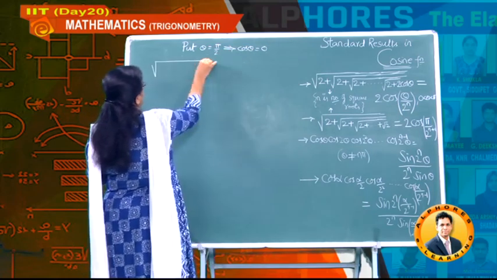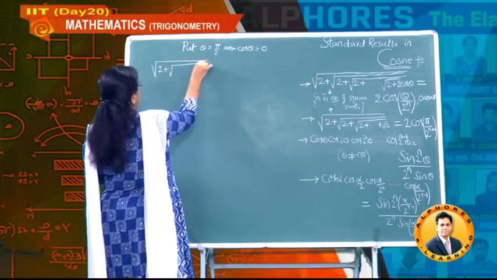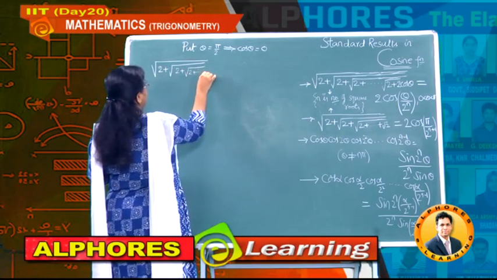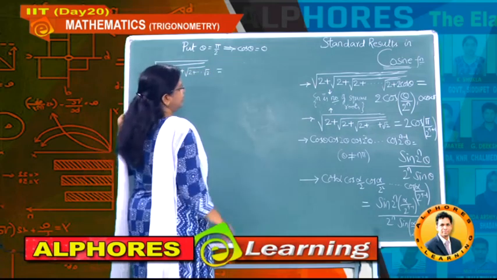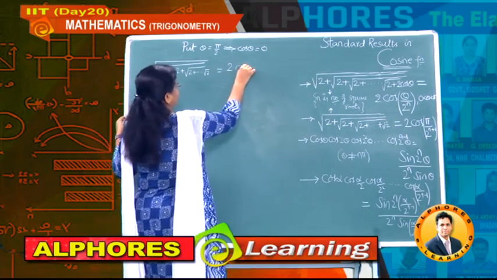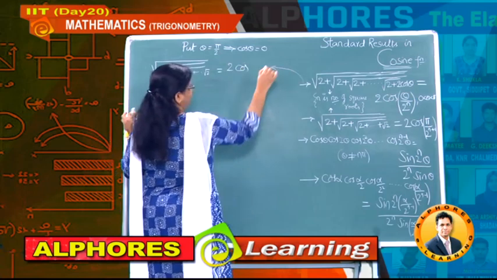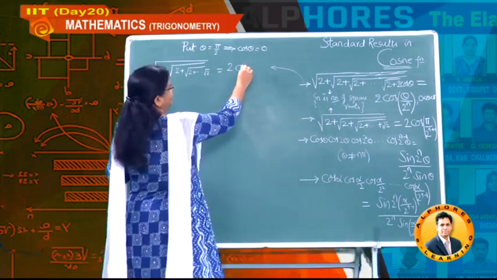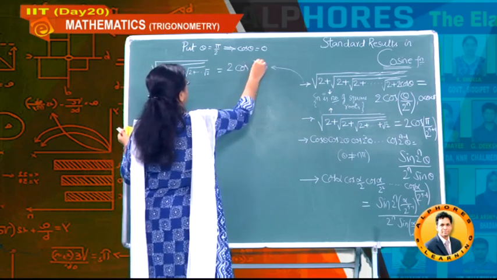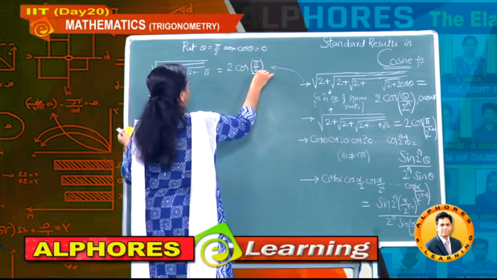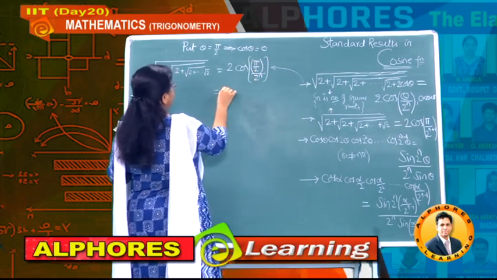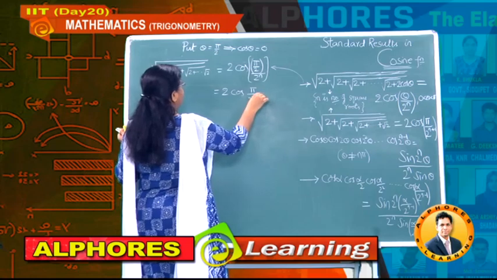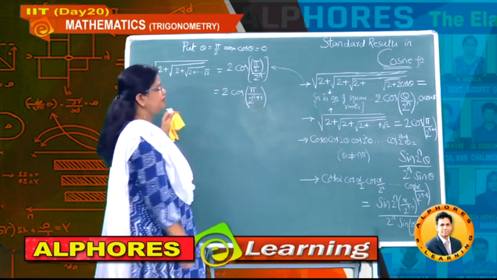Therefore square root of 2 plus, again root of 2 plus, again root of 2 plus etc., n number of 2s, then this side you got 2 into cos. In this result we are substituting theta as pi by 2. Therefore this is pi by 2 divided by 2 to the power of n, and hence this is nothing but 2 cos pi by 2 to the power of n plus 1. So this is the result you got.